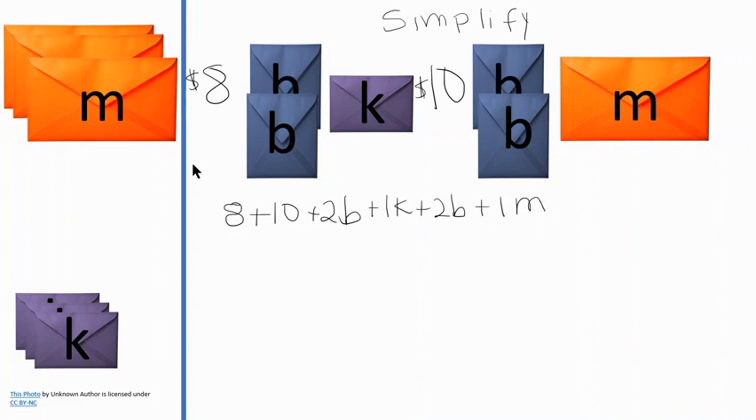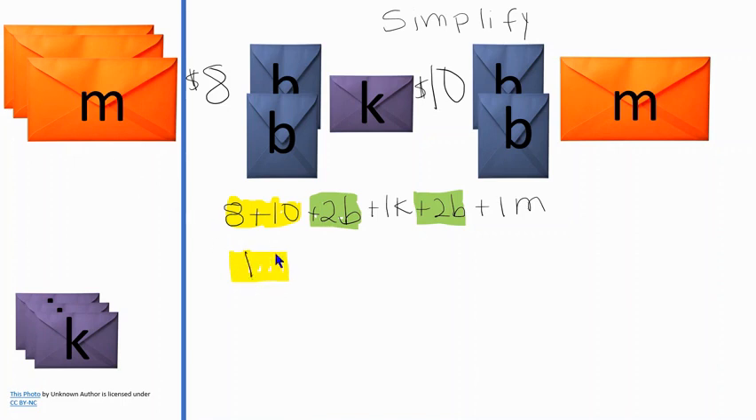Now I'm going to find my like terms. So numbers with numbers, which are called constants, they go together. I can combine these two. What else can I combine? I can combine this 2b with this 2b here, because they are the same variable. They have the same value. I don't know the value, but I do know that they are the same. So I can solve this part here. $8 plus $10 is $18.